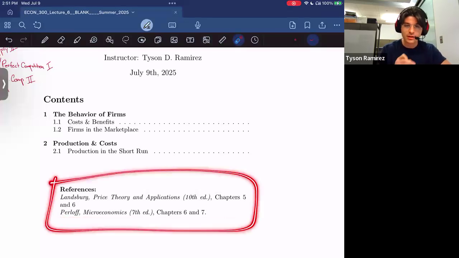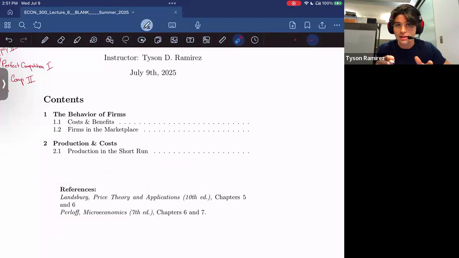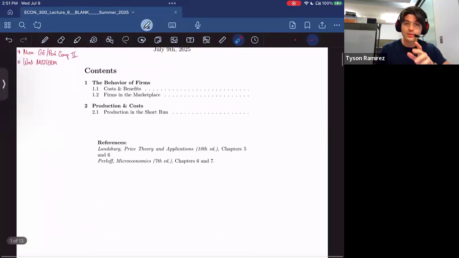But these are the references. This is what I'm using to guide these lectures. But as always, I'm kind of putting my own spin on it. All right, so let's begin.